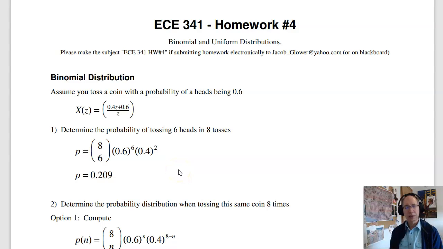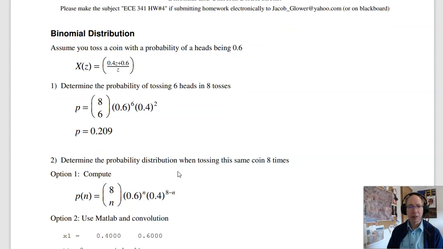Okay, here's the solution to homework set number 4 for ECE 341. This homework deals with binomial and uniform distributions. The first problem is a binomial distribution where I have a probability of getting a heads of 0.6.